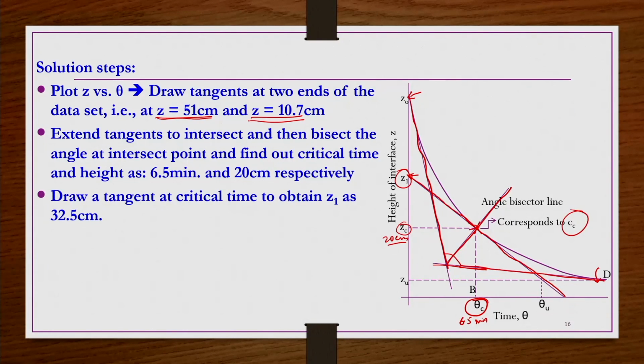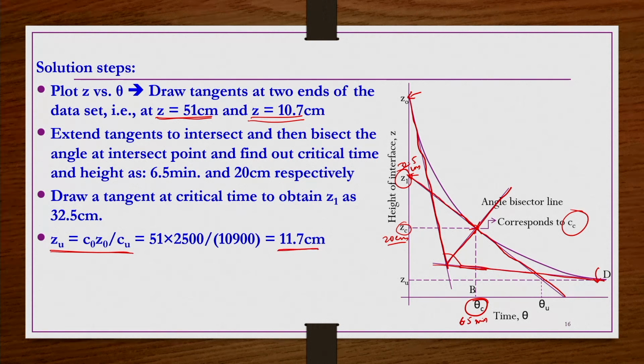Now, when you draw the tangent at theta c, we get Z1 as about 32.5 centimeters. And then Zu we need to find out. It is not given, so it is C naught Z naught divided by Cu. When you do it, you will get 11.7 centimeters. So, equation number 19 we can use to get theta u, because theta u is the required information in order to get the area. That way you can do it, or graphically also you can do it.